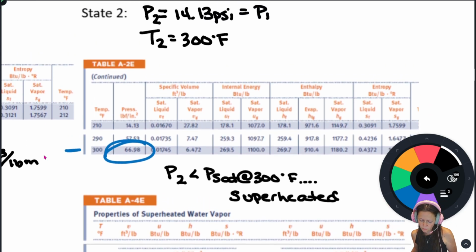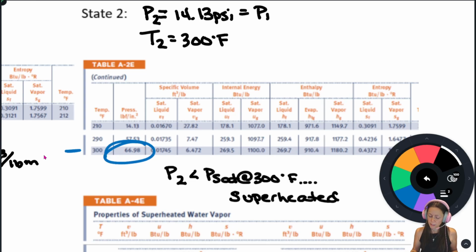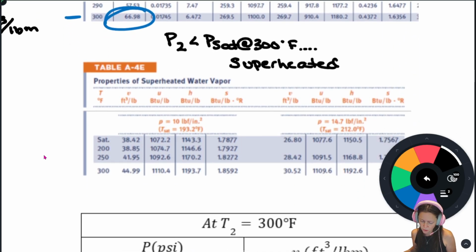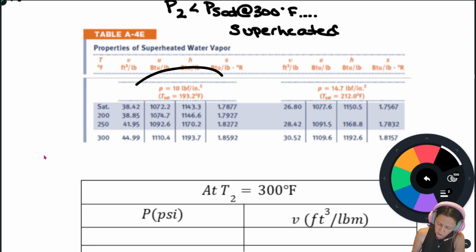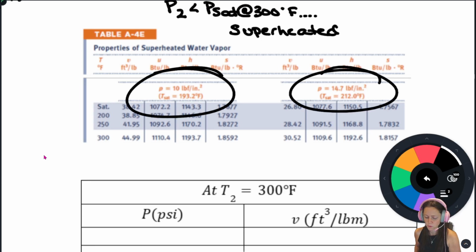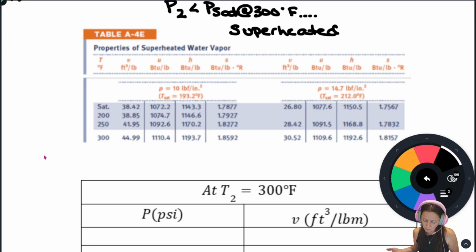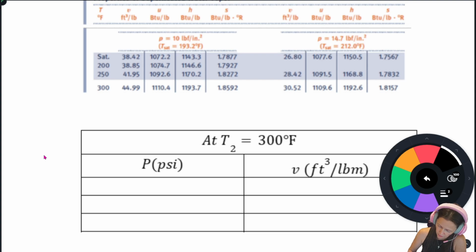All right. So 300 degrees, 14.13 psi. Remember, everything's organized in boxes of pressure. So this is one of those cases where I'm actually going to have to interpolate, because I have a box for 10 and a box for 14.7, but I don't have it for 14.13. That's fine, no problem. Let's go ahead and interpolate. I've got a value for 10, a value for 14.7, and I need it for 14.13.